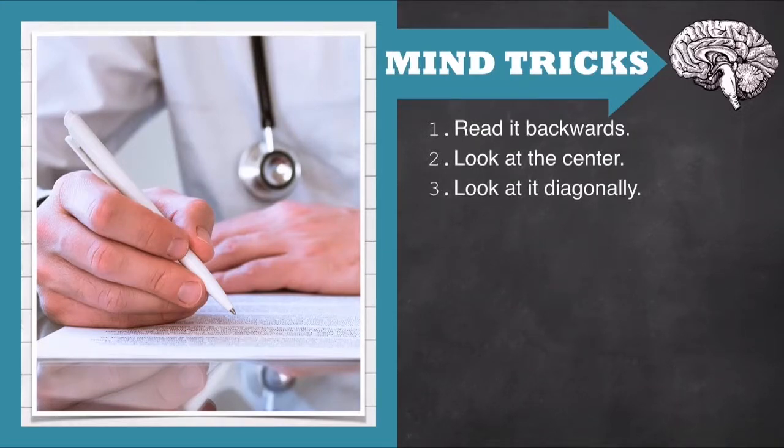Diagonal. This is a somewhat different technique, but look at the page and scan the first word at the top left and jump across to the last word at the bottom right of the document. Or start from the top right of the document and cross down to the bottom left. Again, you're switching the pattern. You're changing the way you look at the document. And oftentimes, this will help you to catch errors.